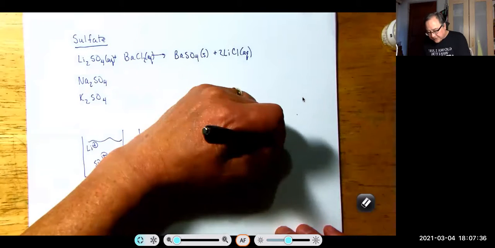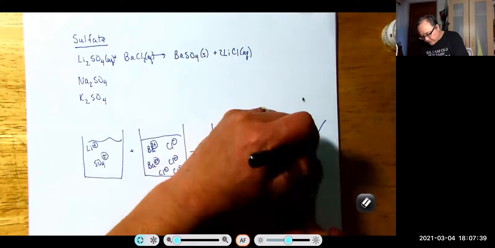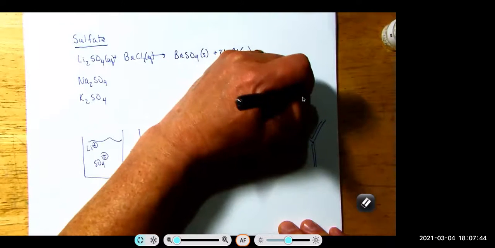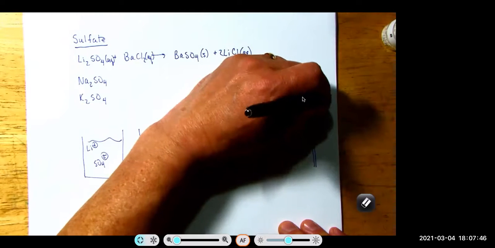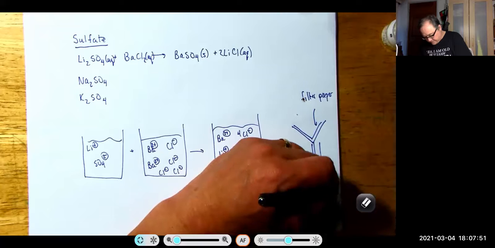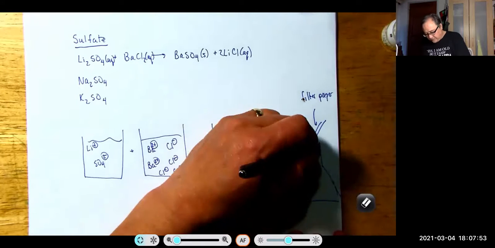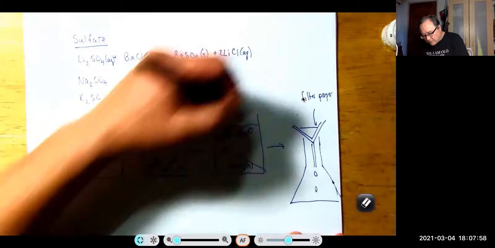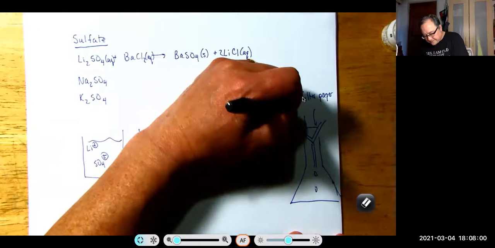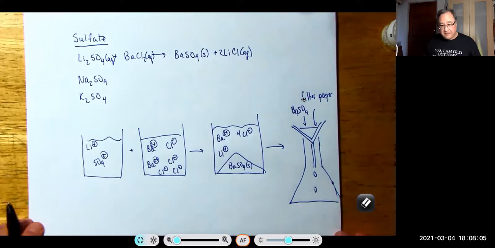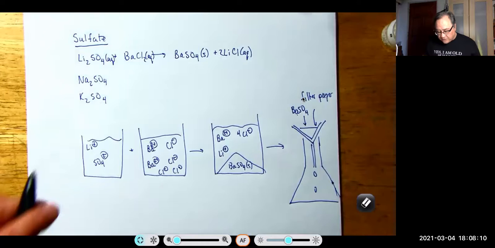Now you filter this through a funnel with filter paper. So here's your filter paper right here. And after you filter it, so here's the little drips of stuff coming through. What would remain behind would be your barium sulfate, because it's a solid and it doesn't make it through the filter paper. Okay, so what do you do with this barium sulfate?